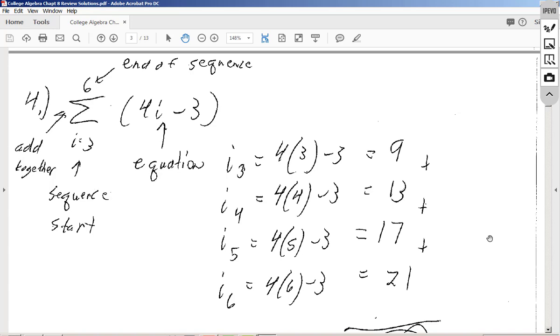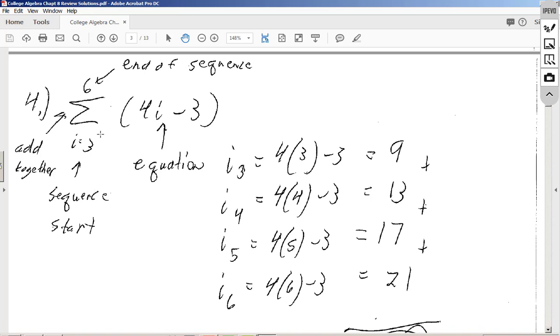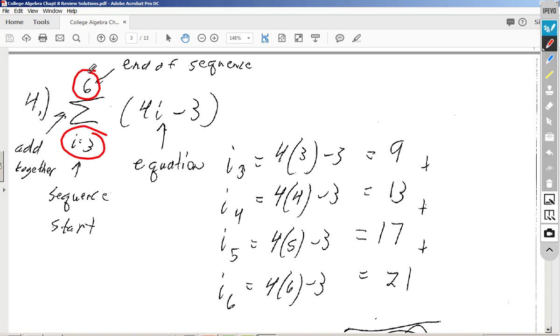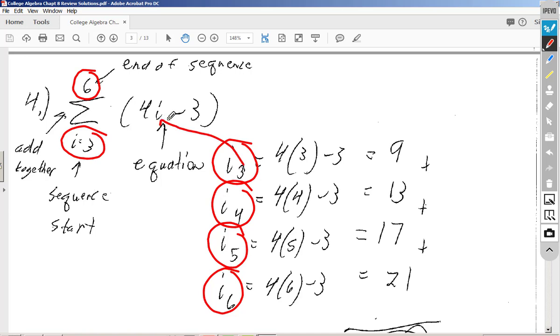Because this right here, my i equals 3 is the start of my sequence, and this is the end of my sequence. To list out my sequence, I start at i sub 3, i sub 4, i sub 5, and i sub 6. So with each one of these, here's i sub 3. I'm going to take 3 and put it in my equation. So I get 4 times 3, and then subtract 3. So 4 times 3 is 12, and 12 minus 3 is going to be 9.